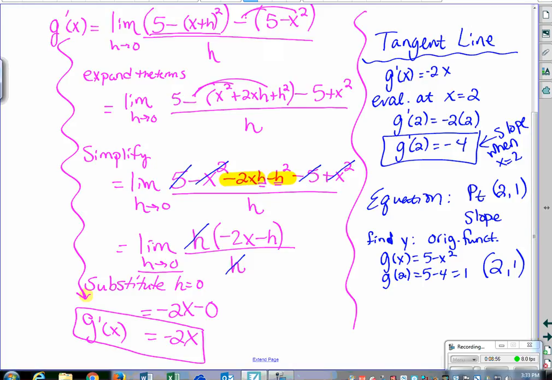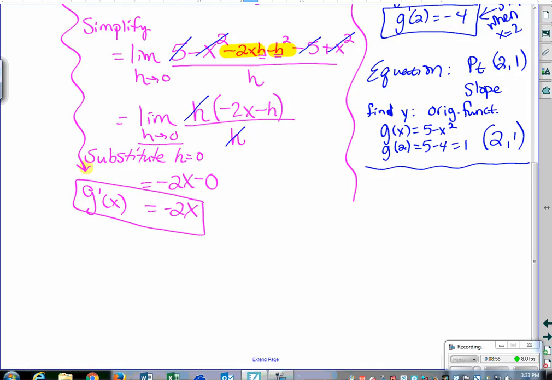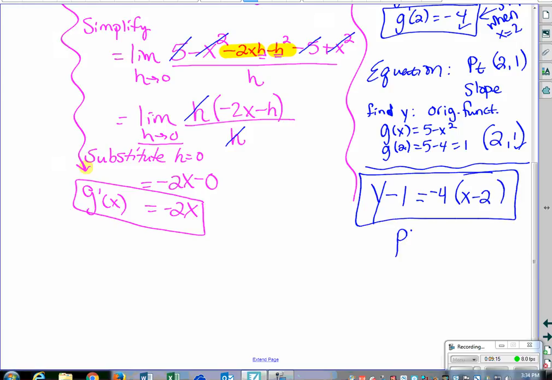Now let's write the equation and finish this problem up. Y minus y sub 1, which is a 1, equals the negative 4 slope, times x minus 2. This is the point slope form we're using. A long problem. You may want to replay it and listen to it again.